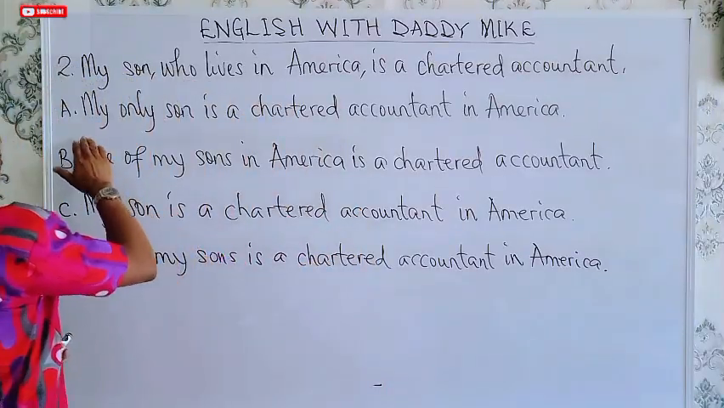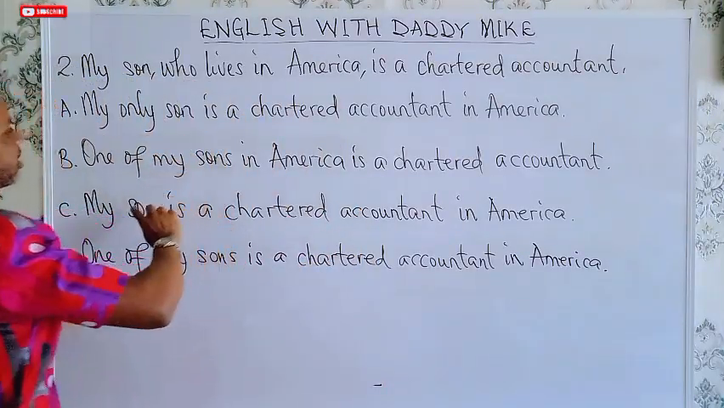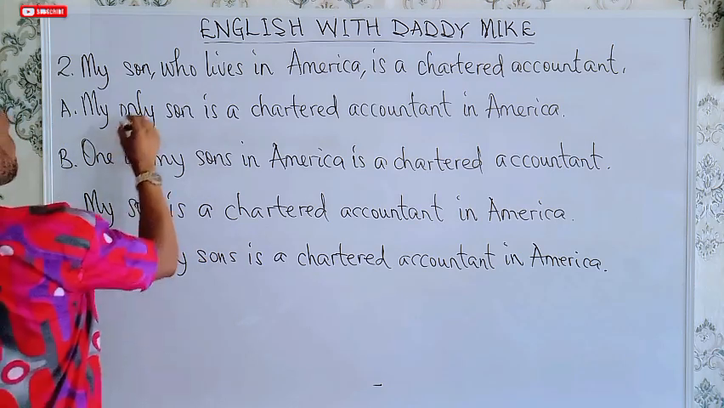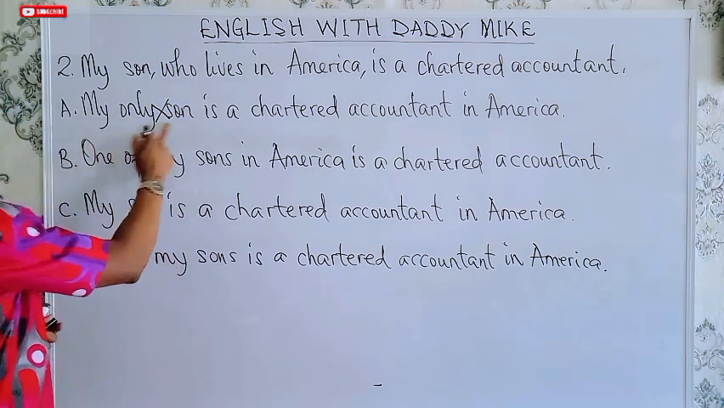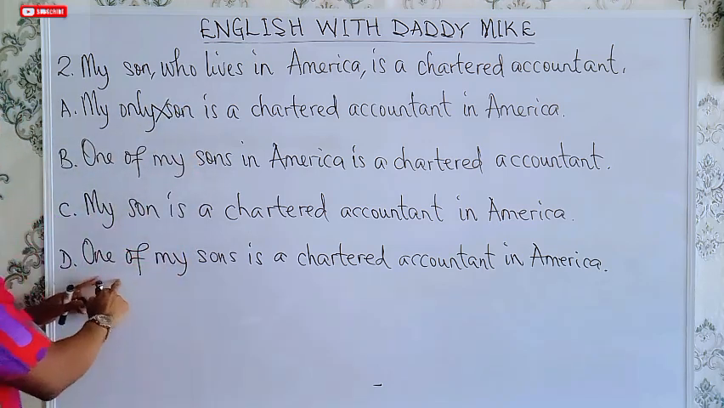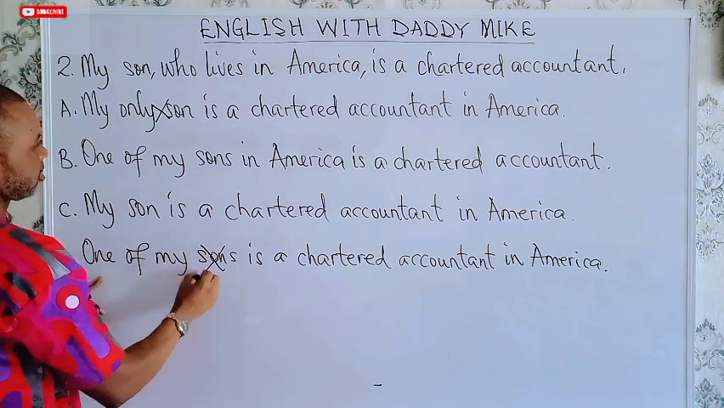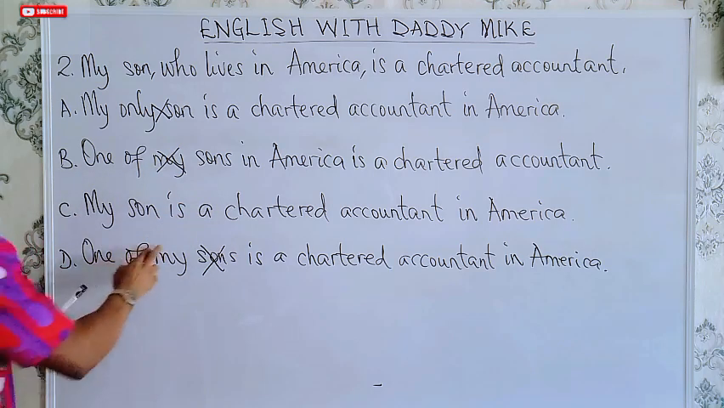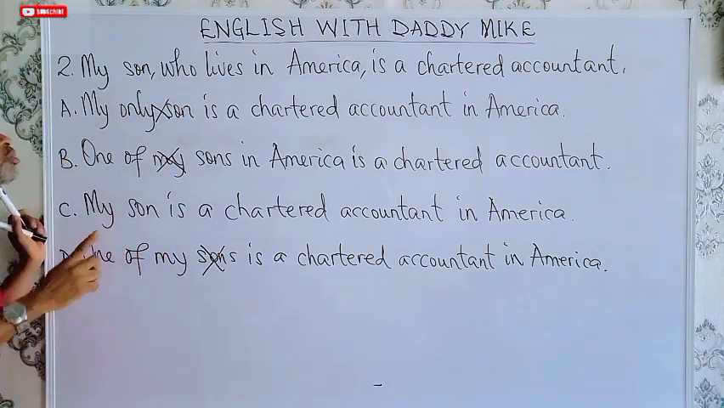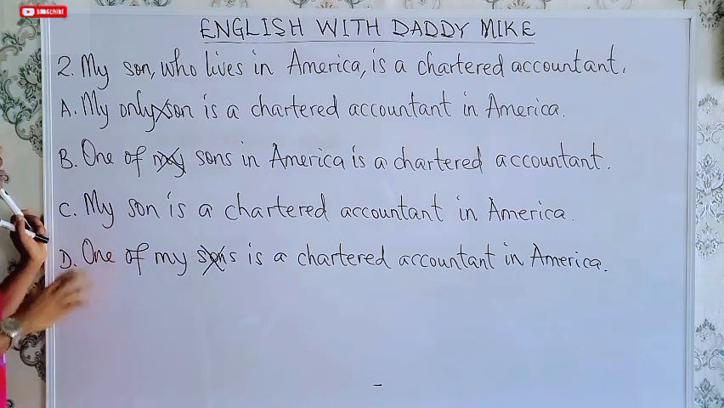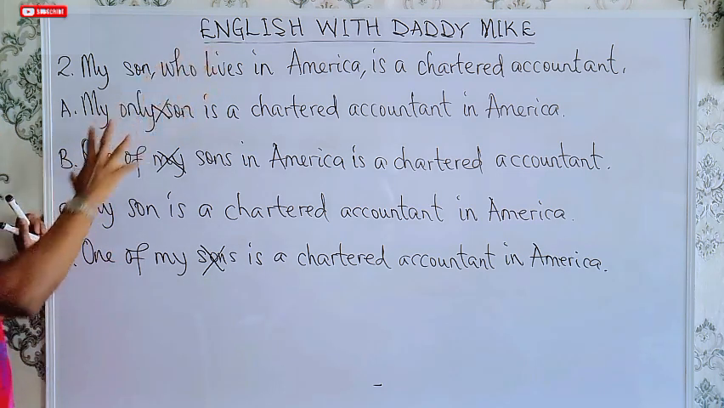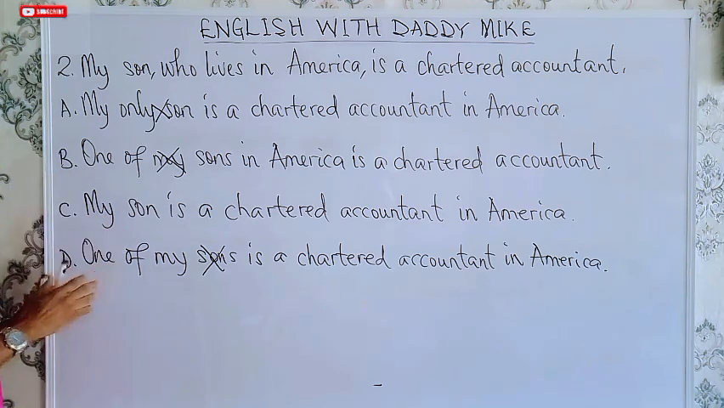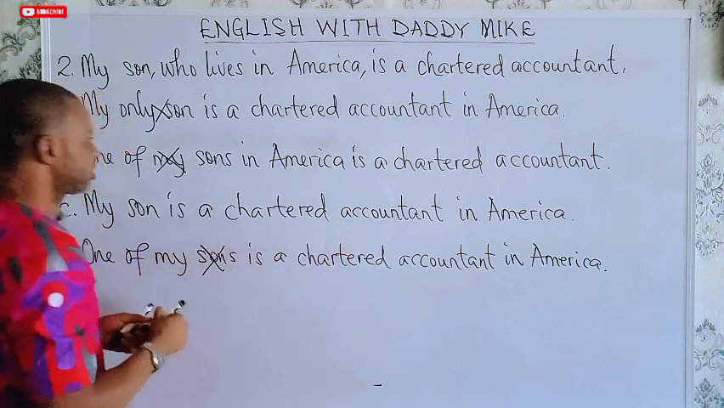So we'll have to remove the options that show that he has only one son or that he has many sons. That means this must be because it says my only son. And then this one says one of my sons, right? The same, all of them are gone. They all indicate that he either has only one son or that he has obviously more than one son, which is not stated. What we know is that he has a son, and that is option C. It goes straight to the point. My son is a chartered accountant in America.